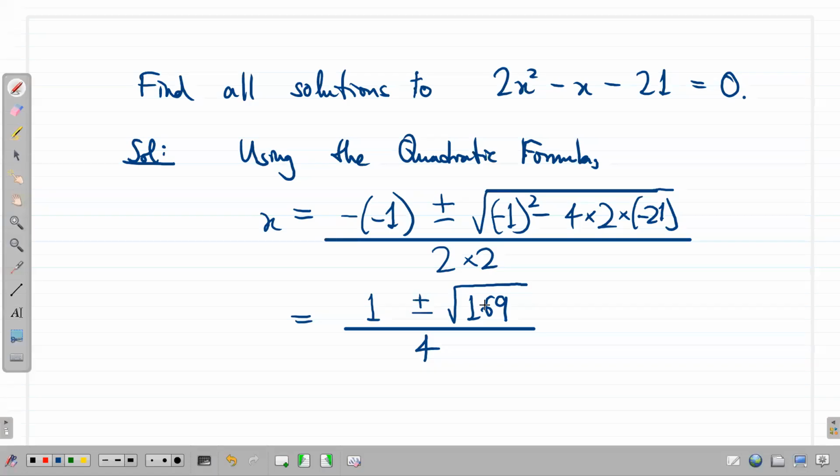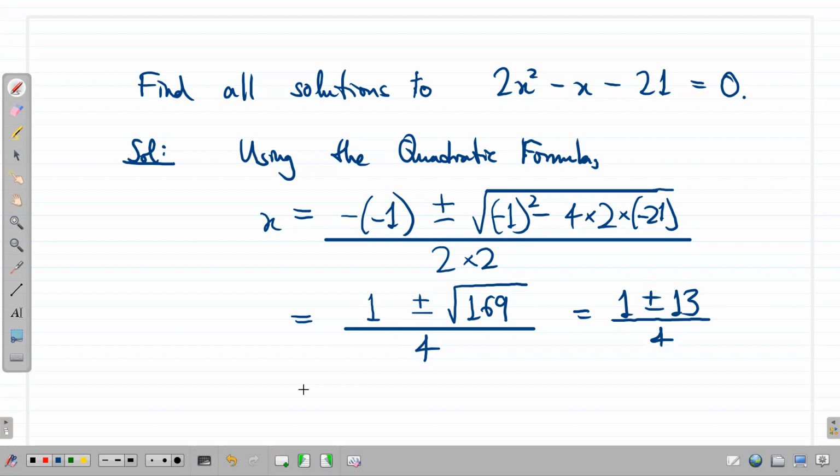Do you guys know your 13 times table? Fortunately, I do. I know that 13 times 13 is actually equal to 169. So in the brackets, I have 13 squared under the square root sign. So if you take the square root of 13 squared, you'll get 13 back out. So this simplifies. This is 1 plus or minus 13 divided by 4.